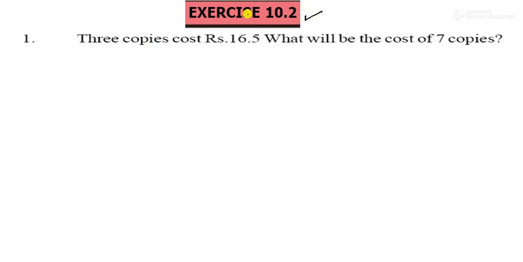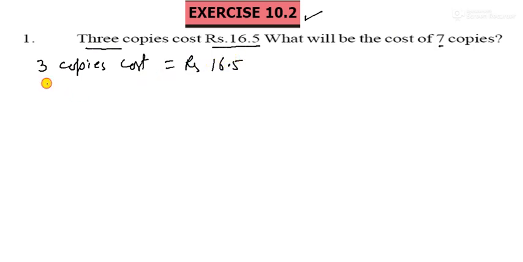Now come to exercise 10.2. Here is the 10.2 exercise. So in this exercise you can do this first question. 3 copies cost rupees 16.5. What will be the cost of 7 copies? So it is 3 copies. So you can write here 3 copies cost is equal to rupees 16.5.